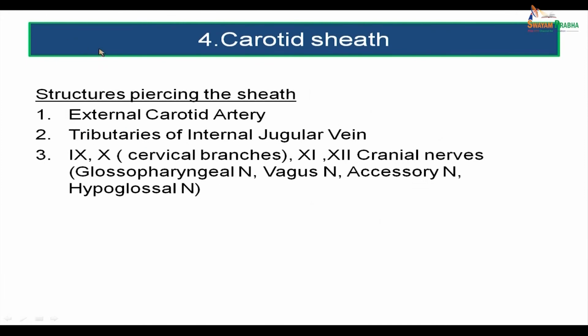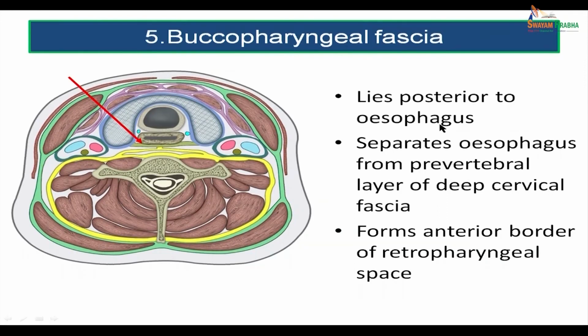There are some structures which pierce the carotid sheath. They are the external carotid artery which comes out of it, the tributaries of the internal jugular vein which pass into it, and certain nerves: the 9th nerve, the glossopharyngeal nerve, the 10th nerve, the vagus nerve, the 11th nerve, the accessory nerve, and the 12th cranial nerve, the hypoglossal nerve. These are all the structures which pierce the sheath and come out or go in.